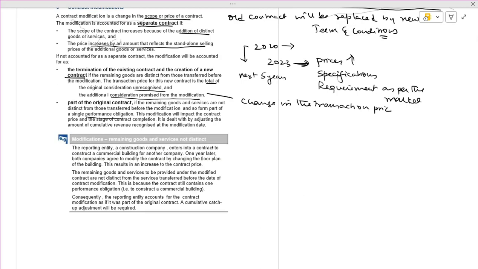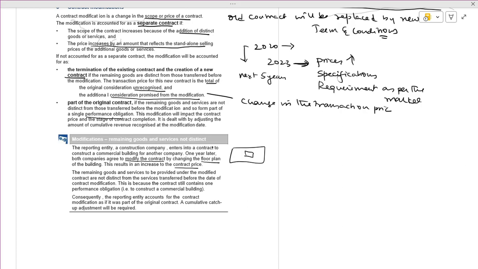The reporting entity, a construction company, enters a contract concerning a commercial building. 1 year later, both companies agree to modify the contract by changing the floor plan. Definitely the floor plan will increase or decrease. Since you are changing the construction, it will change the contract price. The remaining goods and services to be provided under the modified contract are not distinct from the services transferred before. The prices are the same but the area has been increased, something plus or minus.